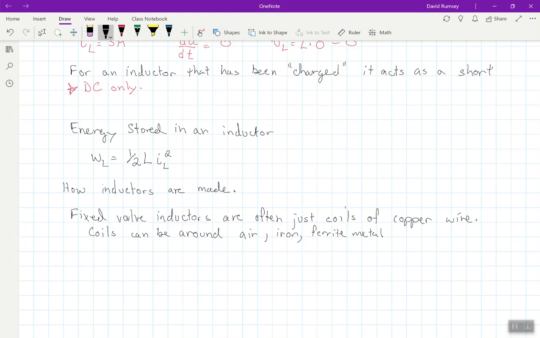You won't see an inductor with a core being like aluminum, because aluminum is not a ferrite metal. So you won't see inductors being made with a core being aluminum. But you will see inductors that are literally just a coil of wire, and the center of them might be air, or as I said, some iron here.